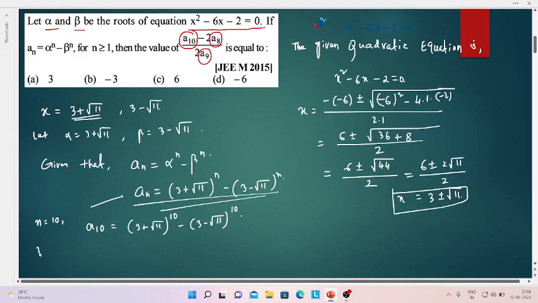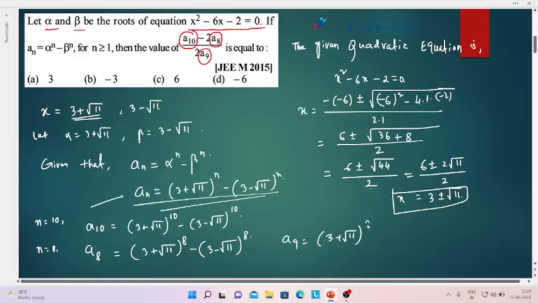Similarly, if we put n equals 8, we will have a₈ equals (3 + √11)⁸ − (3 − √11)⁸, right? Similarly, if we put n equals 9, then we will have a₉ equals (3 + √11)⁹ − (3 − √11)⁹, right? So these are the a₁₀, a₈ and a₉.